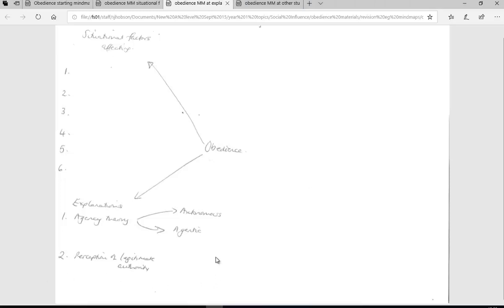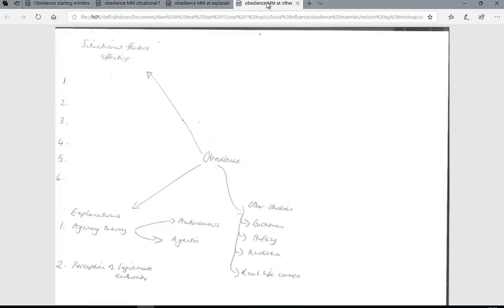So the next area we're going to explore is research that supports these ideas, these factors that affect. And so if we look at our third one, we're going to include this area, other studies and real life cases. So the first of these is the Bickman study. If you remember the Bickman study, if you want to just pause the video, have a think about what that was about, for those of you who've done that extension work.